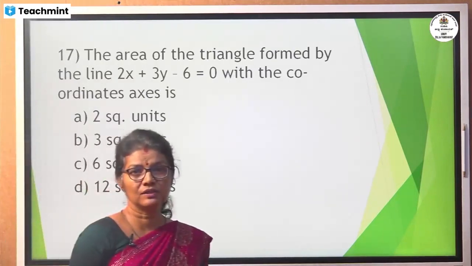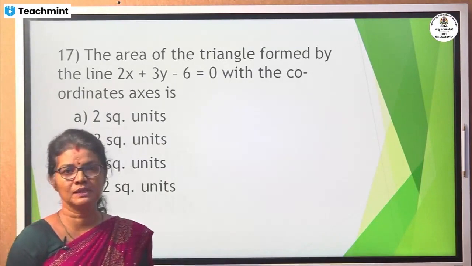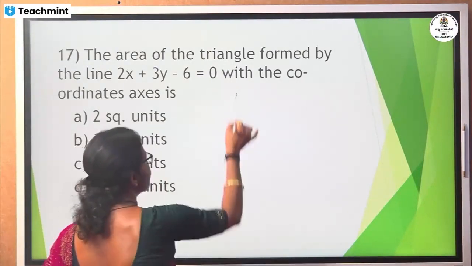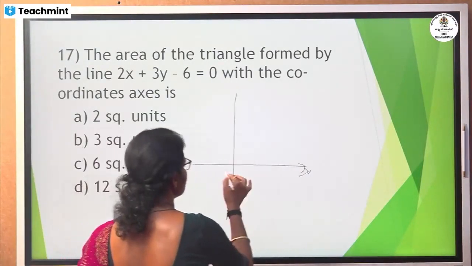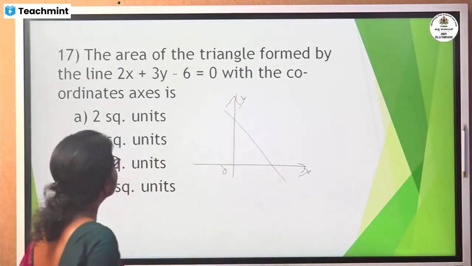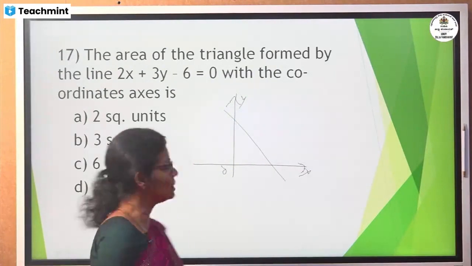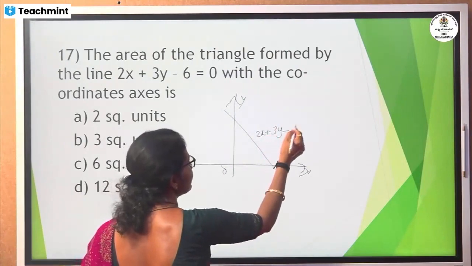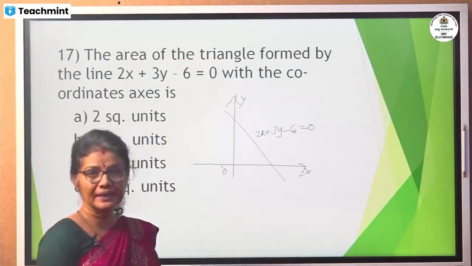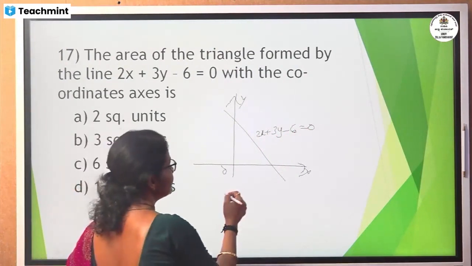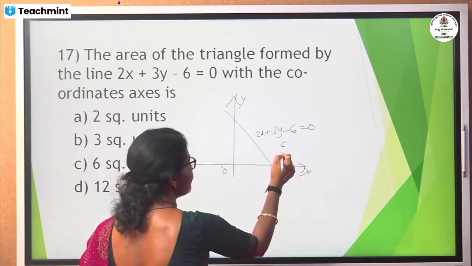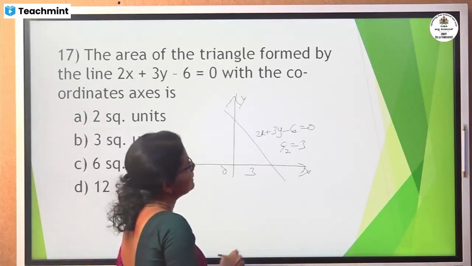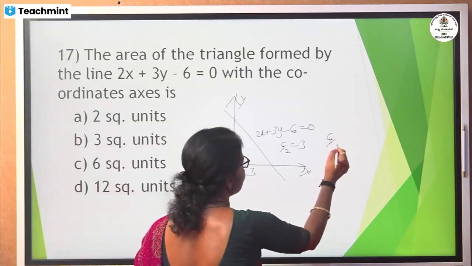Next question. Area of the triangle formed by the line 2x plus 3y minus 6 equal to 0 with the coordinate axes. Say, if we consider the x-axis, origin and y-axis like this, consider the given line 2x plus 3y minus 6 equal to 0. Now, for the general form of the line, we can get the x-intercept, that is minus c by a, that is 6 by 2, that is 3. So this is the x-intercept value, and the y-intercept is minus c by b, that is 6 by 3, that is 2.